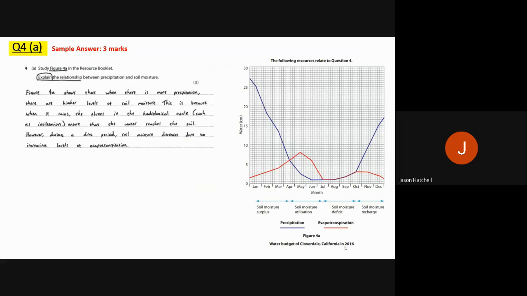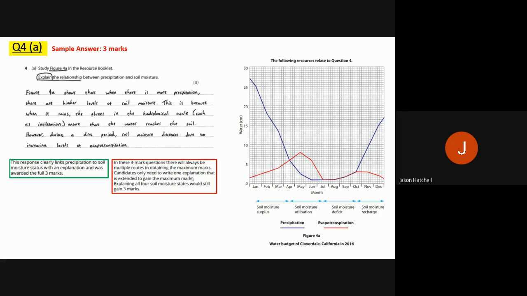However, during a dry period, soil moisture decreases due to increasing levels of evapotranspiration. What that candidate is saying is, during this dry period here, particularly of April, May, and June, where rainfall falls quite low and evapotranspiration is high, a dry period occurs, and therefore there is less water overall. So, key to success. Clear link between precipitation and soil moisture, and full explanation.